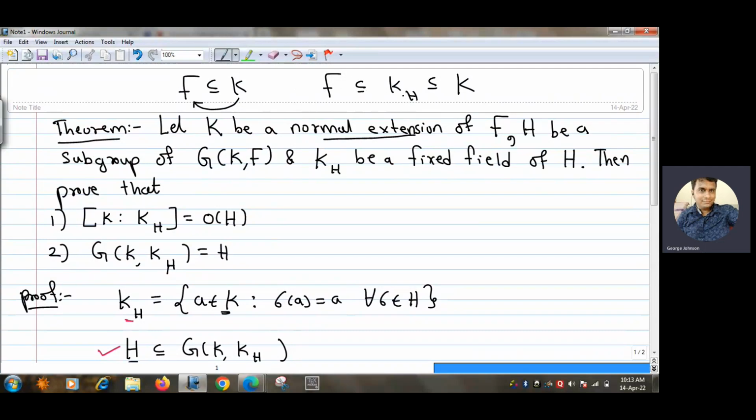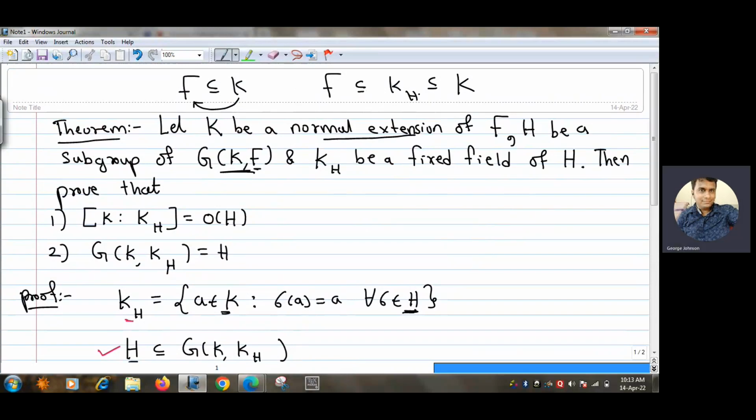We can easily prove that F is a subset of K_H. That means H fixes every element of F. When will this happen? If I start with a belonging to F, I have to prove that a belongs to K_H. That means I have to prove that every element of H will fix a. Every element of H must fix every element of F, and that is always true because H is a subgroup of G(K,F). What is the definition of G(K,F)? It is the collection of all automorphisms which fix every element of F. So every element of H is already fixing every element of F. So one thing is clear, that F is a subset of K_H.